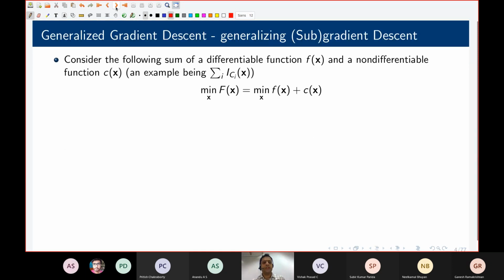Okay, so recall that the whole idea in generalized subgradient or generalized gradient descent is that you have this function F(x) that you're trying to minimize, capital F(x), which is a combination of a differentiable function f(x) and a non-differentiable function c(x). So we'll be using c(x) or h(x) interchangeably.